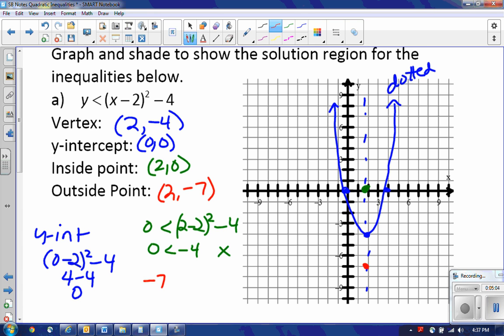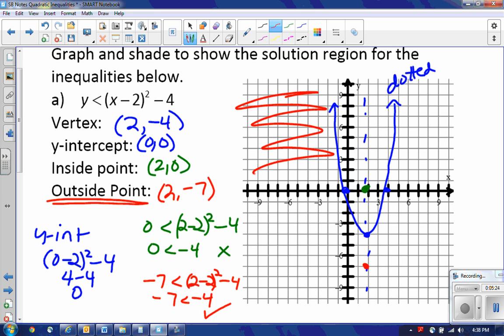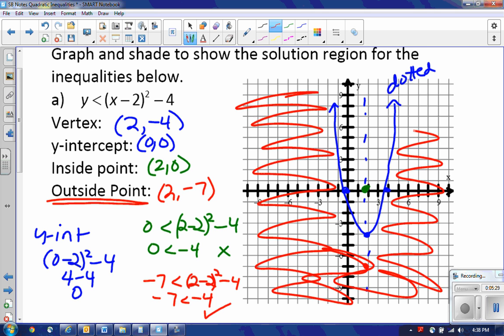My y value is -7. And again, I'm doing the same arithmetic, so I know that this works out to be -4. Since -7 is less than -4, my outside point works, and I'm going to shade my graph to show this. And I'm going to shade all the outside region on my graph.